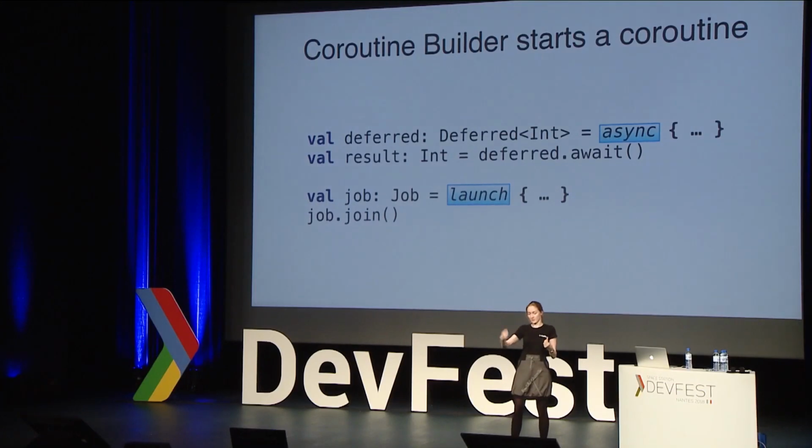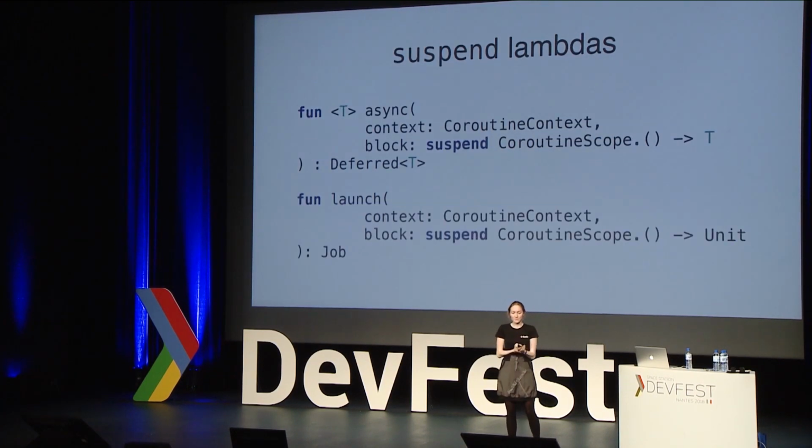The main difference between async and launch is that async returns a deferred object that gives you some result. For instance, here we have a deferred that should return an integer in the end, and launch returns some kind of deferred or future object without the result. So that's the main difference between them. Launch returns the deferred of unit, but there are different types.